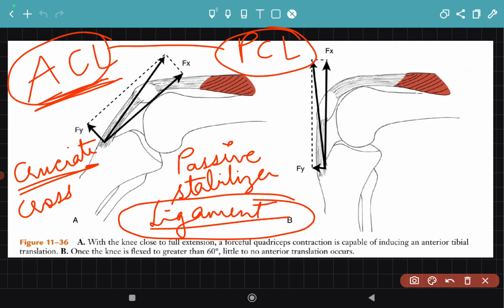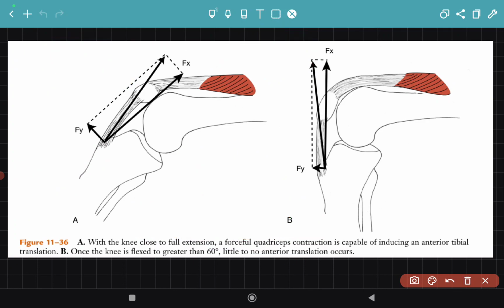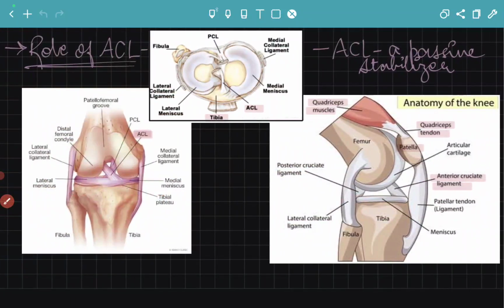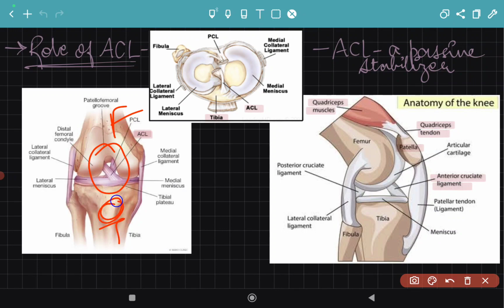Now our focus is on the anterior cruciate ligament. So let's have a look at the orientation and role of the ACL. So we know we have the femur, we have the patella over here, we have the tibia, the tibial tuberosity, and in this diagram, as we can see, the ACL can be appreciated.